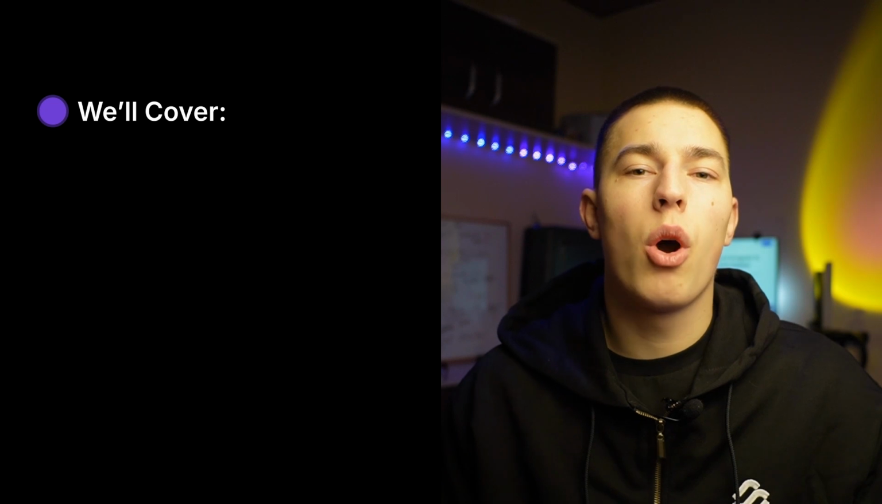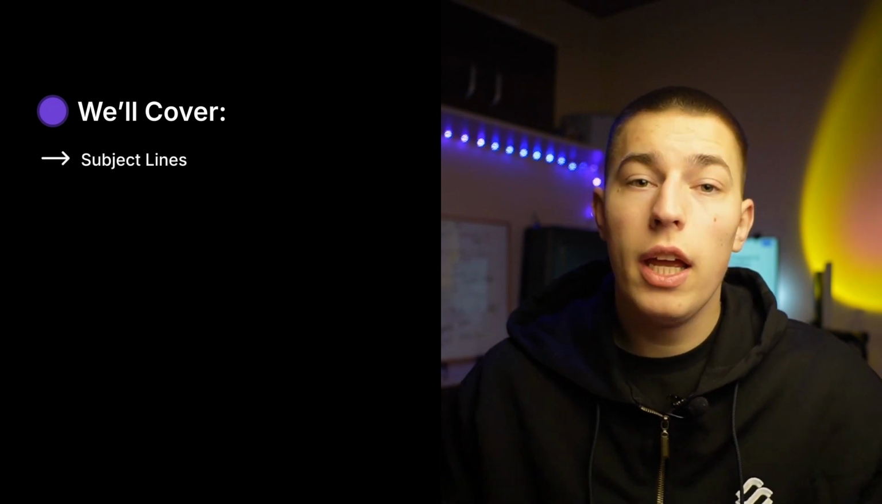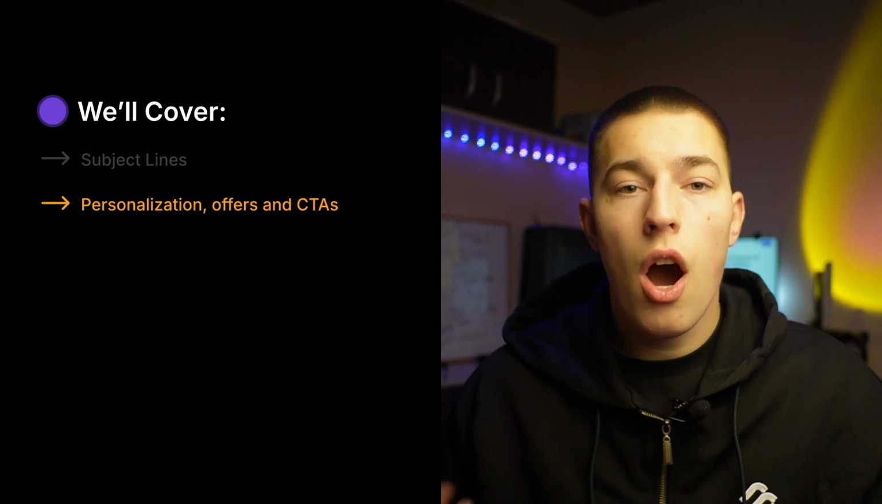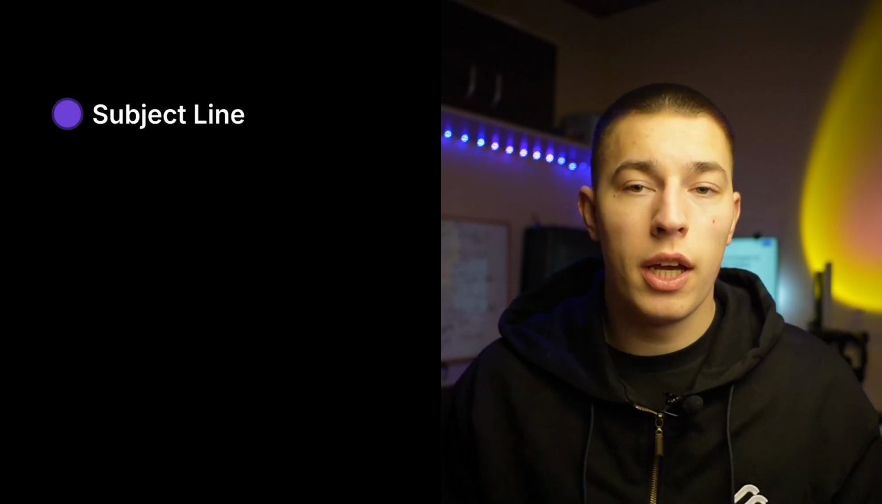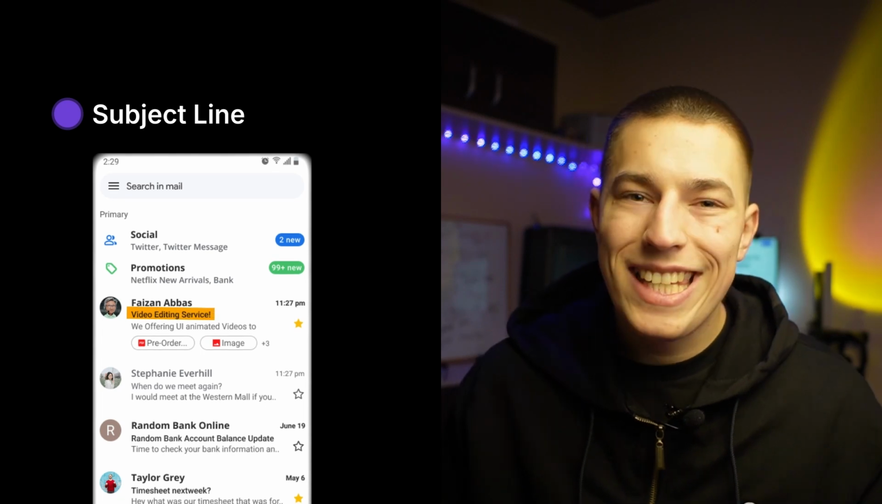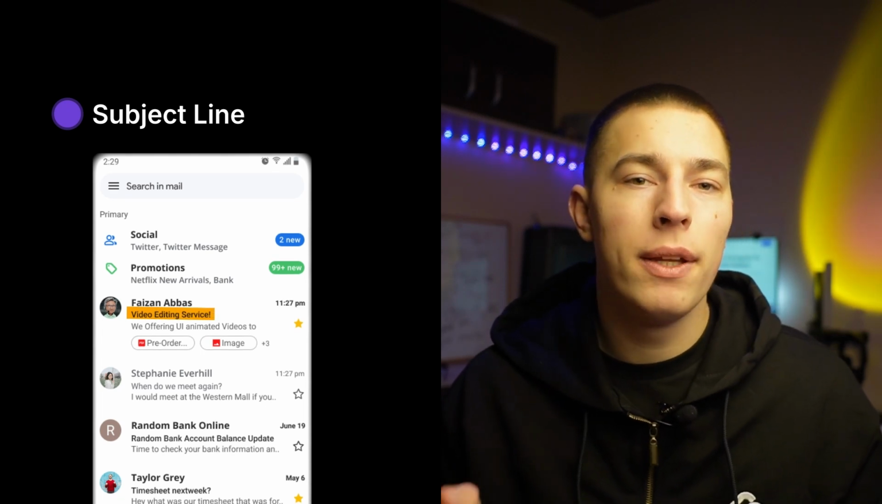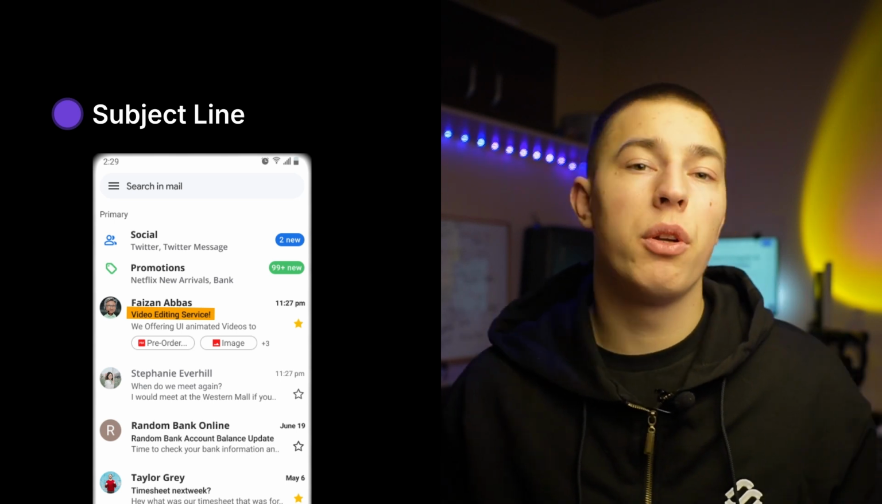In this module, we'll talk about subject lines and how to write one that gets your prospect to open the email. Later, we'll talk about personalization, offers, and CTAs. So let's begin. Starting off with the subject line. Subject line is that little part of the text you see before opening any email. This is exactly what gets your prospect to open the email and read it. So before you perfect your cold email copy, you need to perfect your subject line.